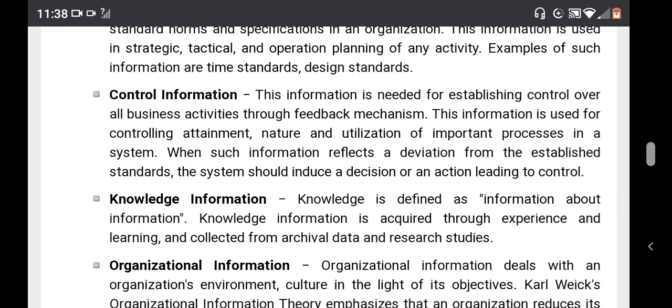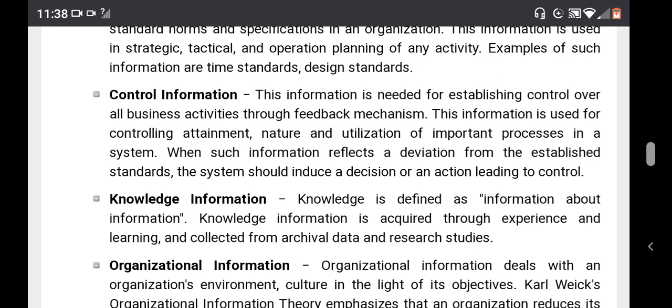Control information. This information is needed for establishing control over all business activities through a feedback mechanism. This information is used for controlling attainment, nature, and utilization of important processes in a system. When such information reflects a deviation from the established standards, the system should induce a decision or an action leading to control. So there should be what you call well-organized decision making.